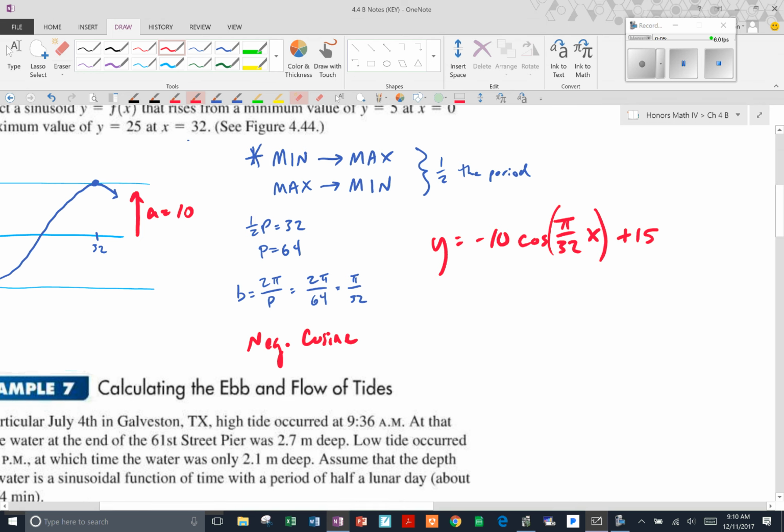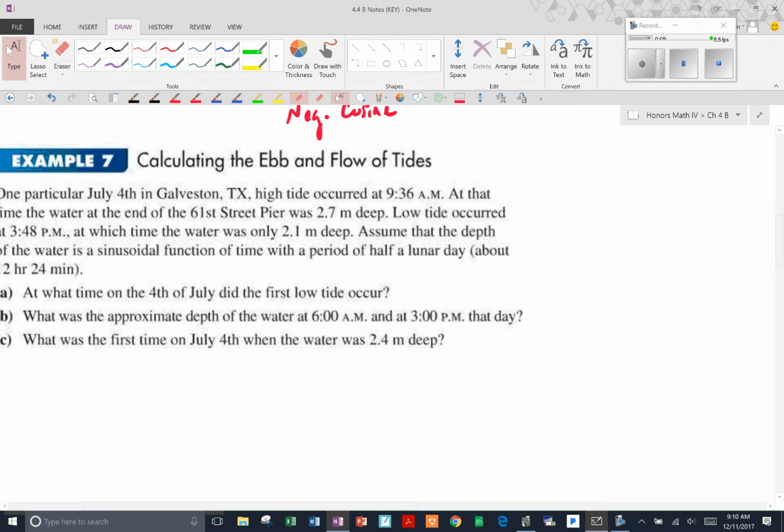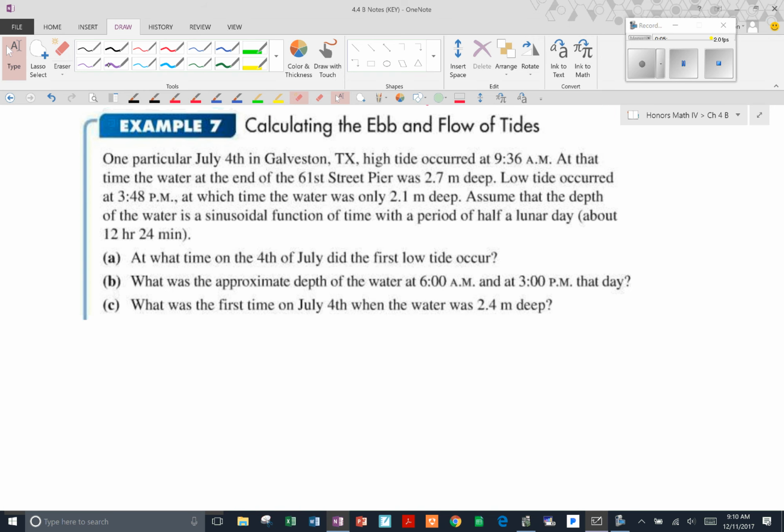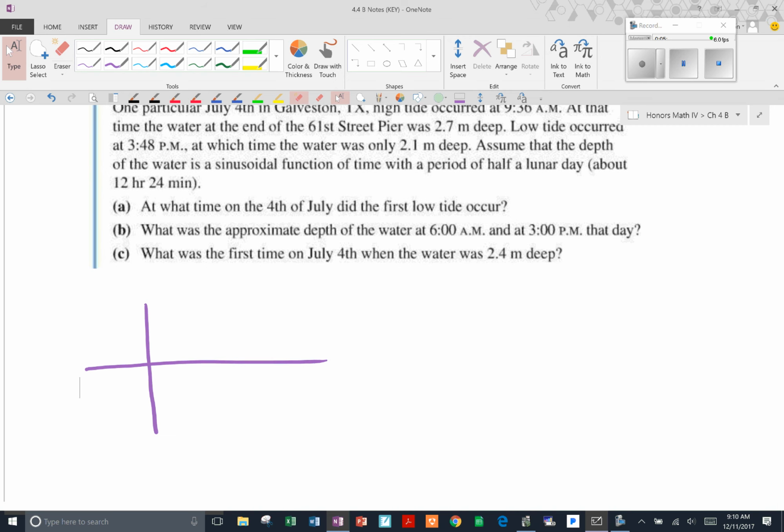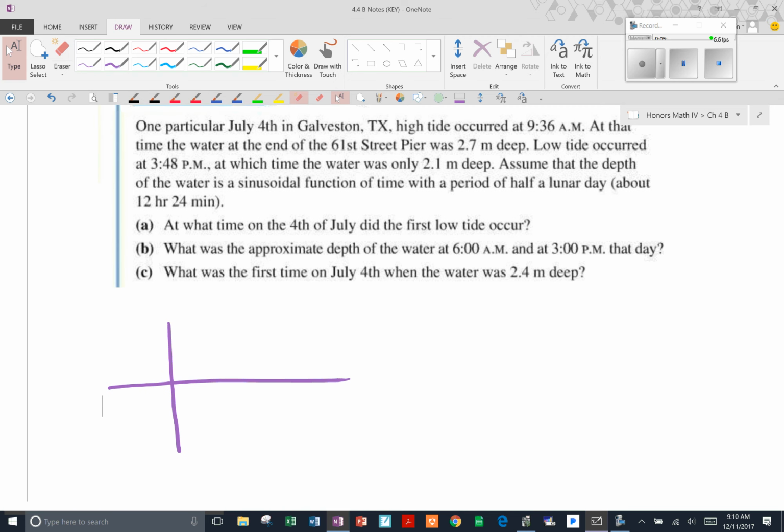All right. Take a second to read through example 7. I'm going to start sketching kind of the same idea we had before. This might not be the axes, but I'm at least making it the midline and kind of the starting axis for our function here.